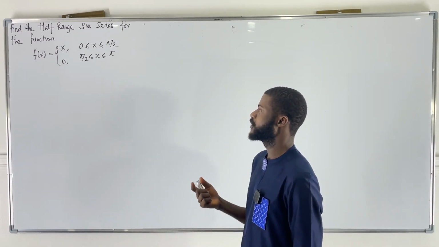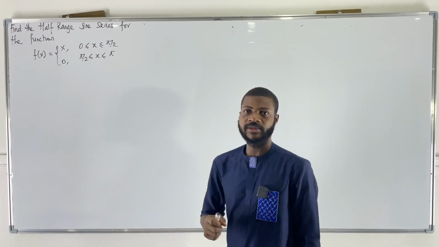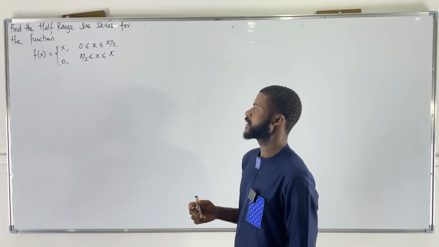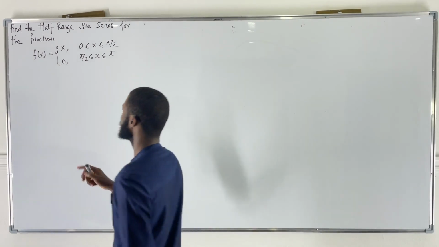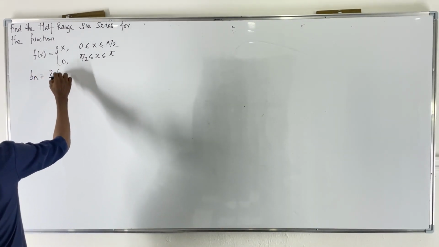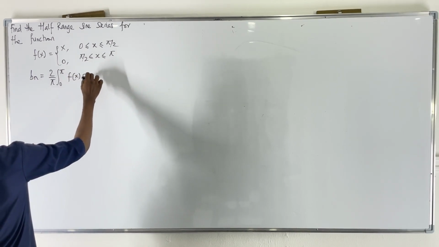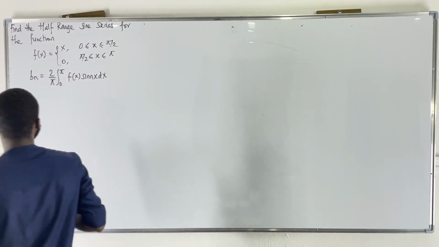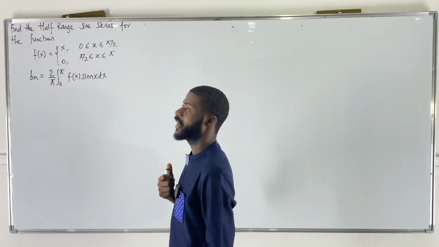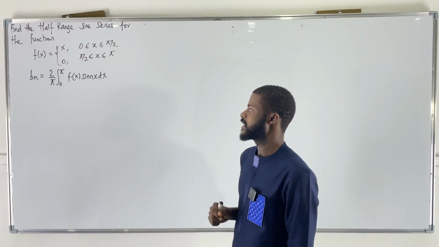Now what we're going to do is treat the function as an odd function because we're looking for the sine series. So that's an odd extension of this very function. We are going to find only b sub n. So b sub n is 2 over pi, integral from 0 to pi of f of x sine nx dx. So this is what our b sub n is.